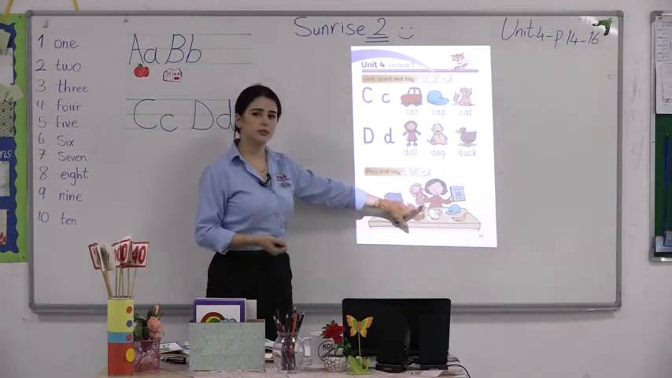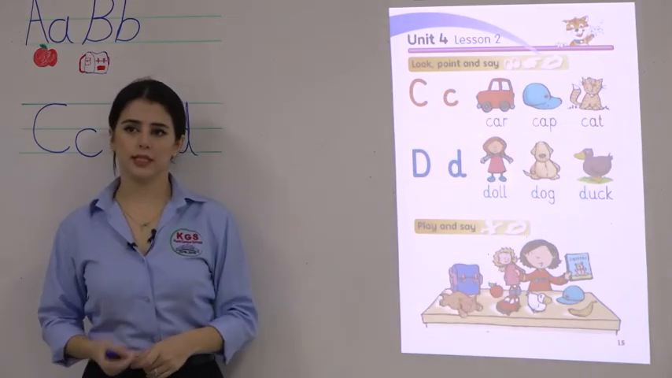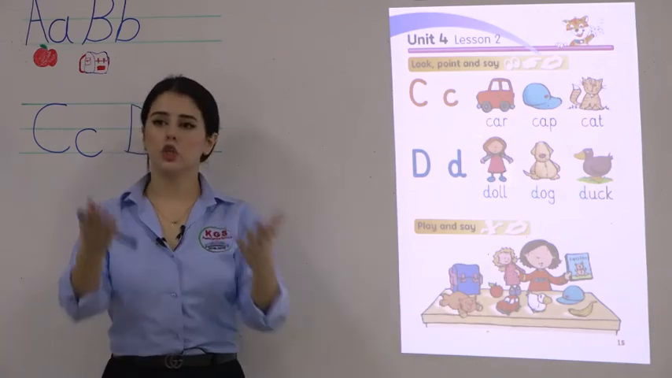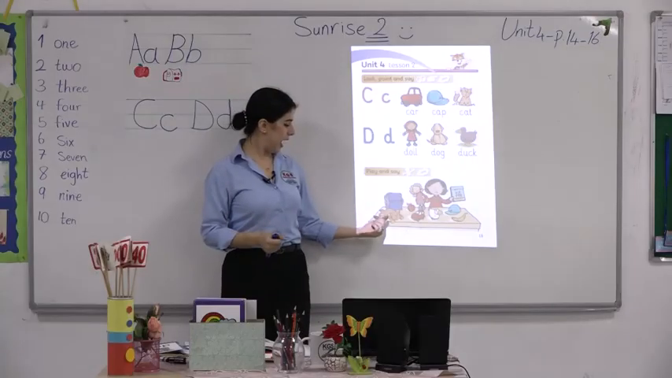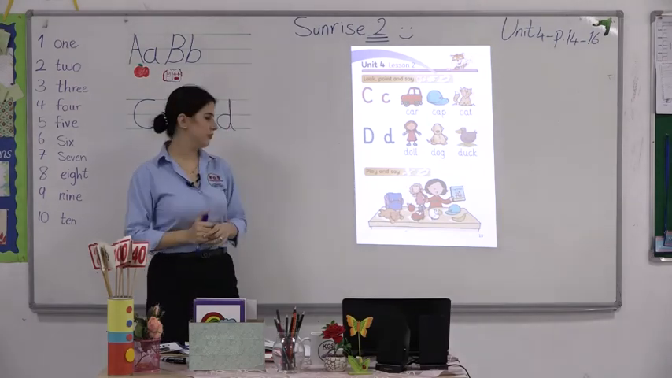And what is this? I want you to look at this table and say, I have. What do you have? For example, I have a cat. Now tell me, what do you have?